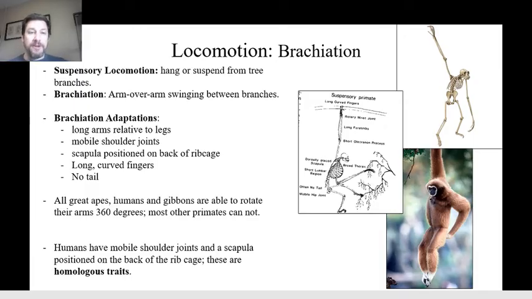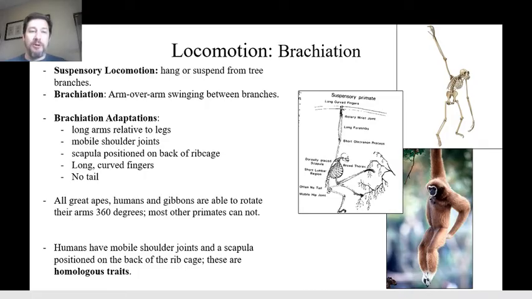You need long curved fingers because you're going to be grasping onto these trees with all your strength. And then most brachiators do not have a tail. It would just get in the way because they're already grabbing onto things with their arms. So we have all of those traits, not so much the long curved fingers, but we do have long arms relative to our legs. We do have mobile shoulder joints. We do have a scapula on the back of our rib cage, and we don't have a tail. And that's because our ancestors were brachiators.